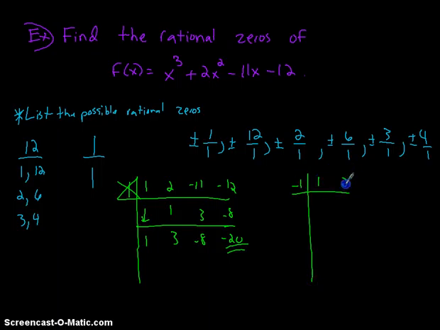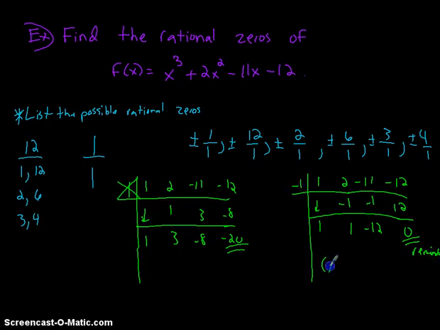So next down is negative 1. Numbers are 1, 2, negative 11, and negative 12. And the 1 comes down. Negative 1, 1, negative 1, negative 12, positive 12, and look, it's 0. My remainder is 0. And that tells me that this is a zero, and it also tells me that x plus 1 is a factor.